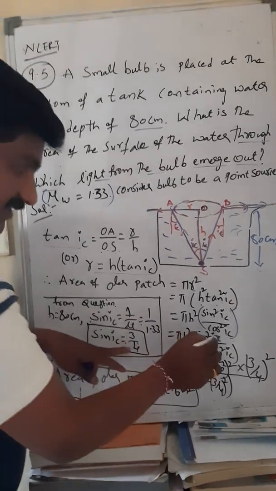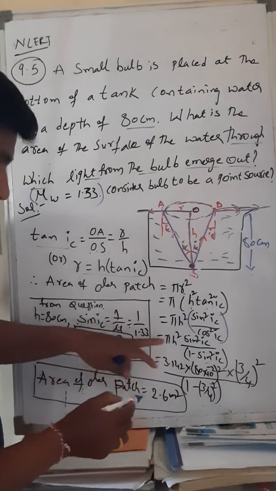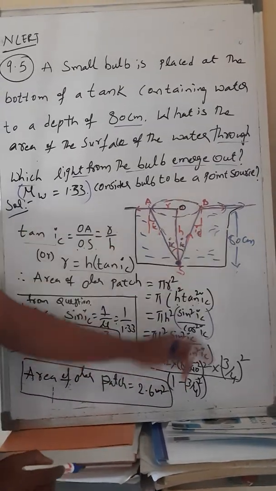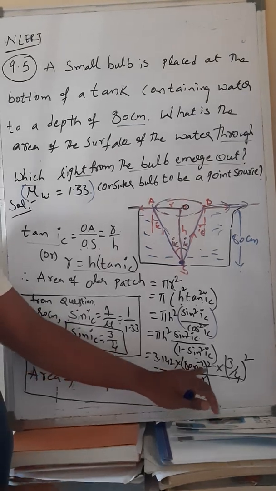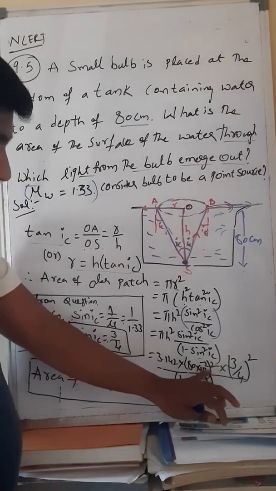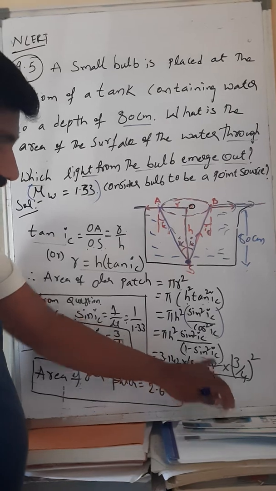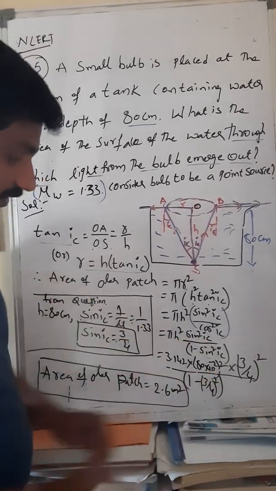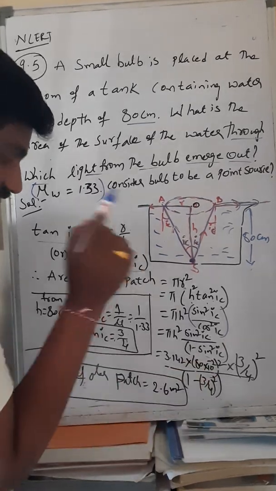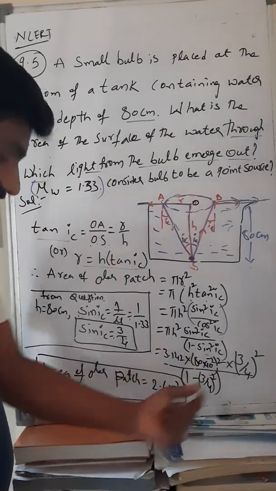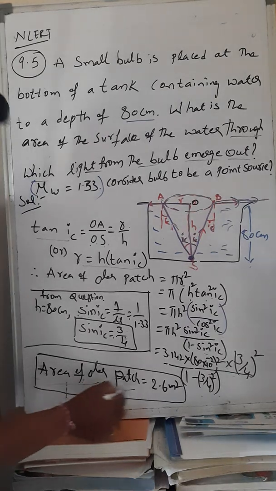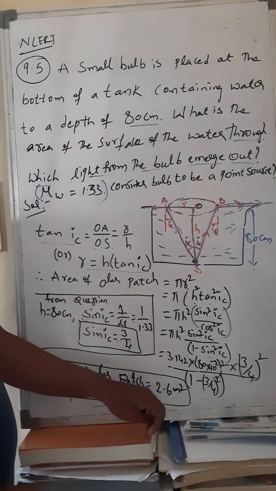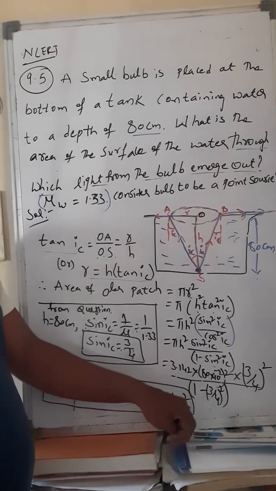This value I am substituting in place of sine IC, and the value of pi is 3.142. H is 80 centimeters, which I am writing in meters: 80 into 10 to the power minus 2 meter, whole squared, since H squared is here, into sine squared IC, 3 by 4 whole squared, by 1 minus 3 by 4 whole squared. If you simplify mathematically, the area of that circular patch, the cross-sectional area of that circle, is equal to 2.6 meter squared.